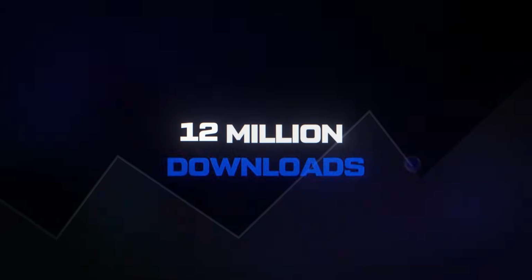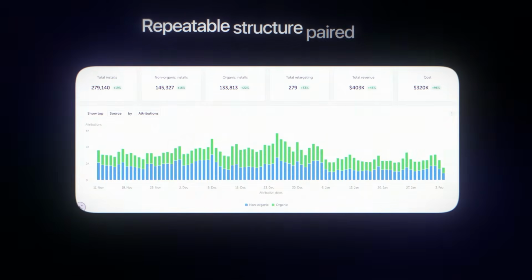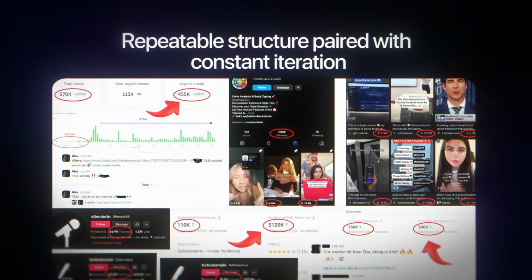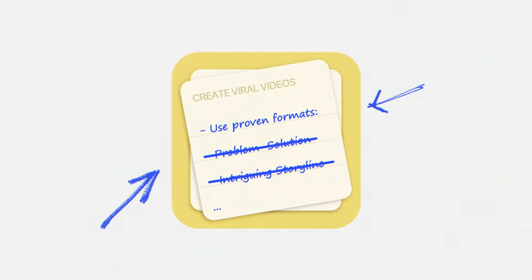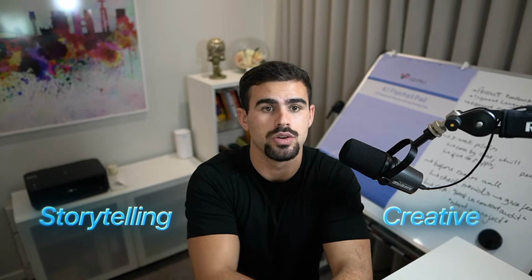But here's what's actually driven the 12 million downloads for us, which is repeatable structure paired with constant iteration. So you want to use proven formats. On one side, there are the proven formats of storytelling, of copywriting, like problem solution, having an intriguing storyline, having a shock value hook. And then on the other side, you have formats that are actually viral, just native to TikTok. So you have green screen videos, you have reaction videos, you have talking head, very natural without any edits. And these two things need to be taken into account. So you use proven frameworks on both the storytelling side and on the actual creative angle you're pursuing to be able to reach a viral concept.